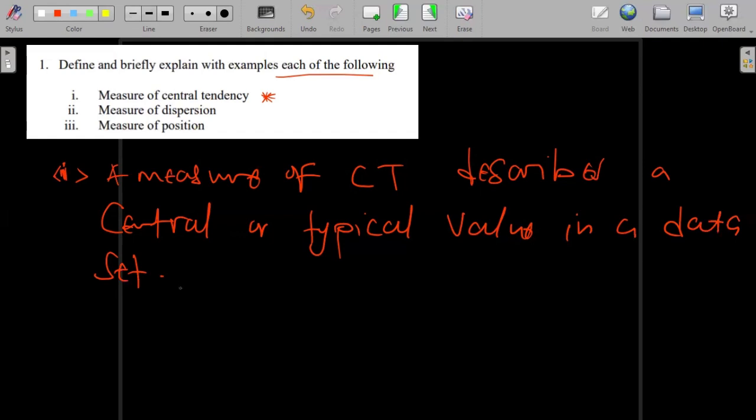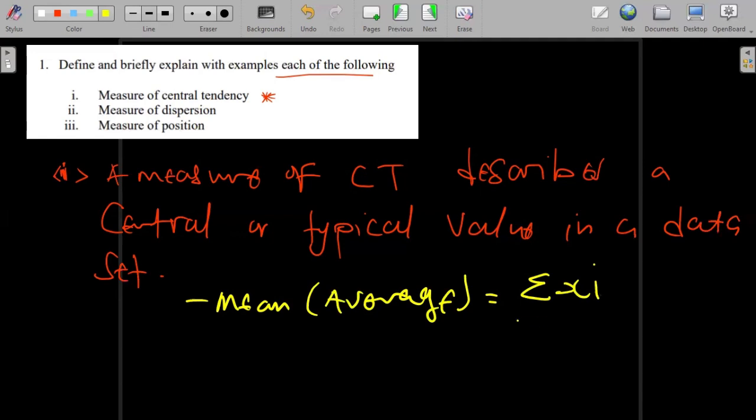So the first one is the mean. Okay, so the mean, we know what the mean is. The mean is just the average of the values that you have been given in the data set. So how do you find the mean? You add all the values that you've been given, and then you divide by how many they are. So this is the first measure of central tendency, the mean.